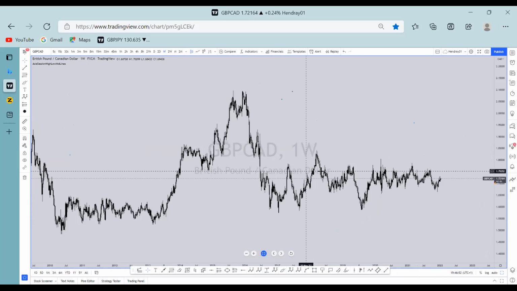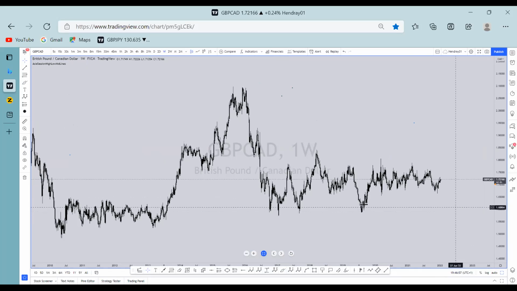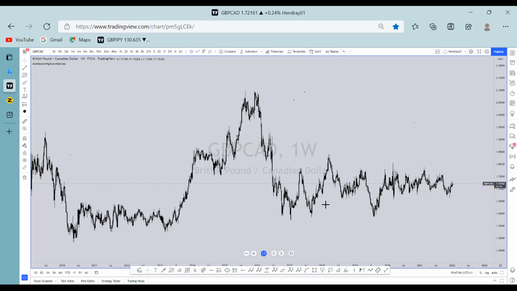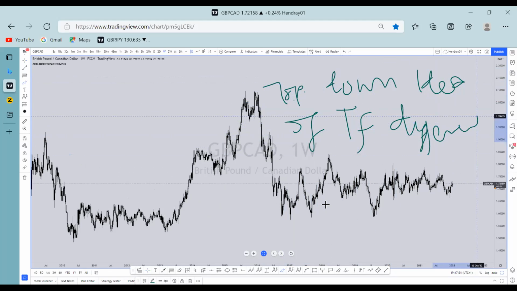I'll still show more examples though. Now, that is the top-down idea of time frame difference. Now we want to talk about the bottom-up idea.